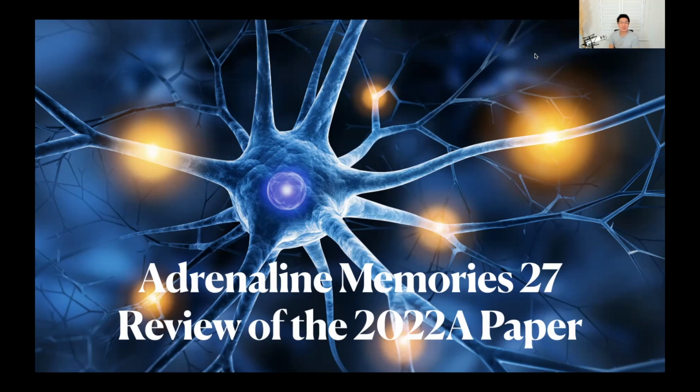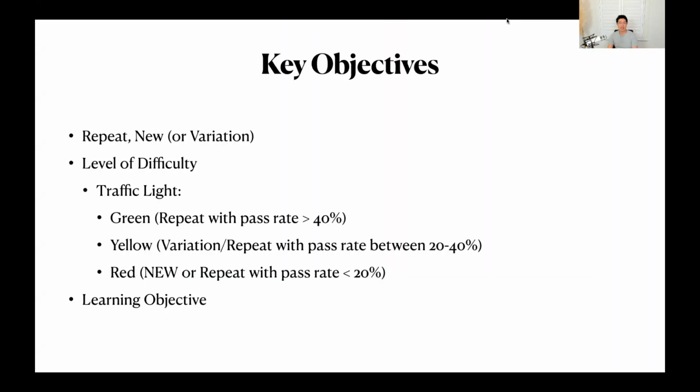So welcome to episode 27, where we're going to review the paper that's just gone by, which is the 2022A paper. And the way that I'm going to run this is I'm going to have a look at each question, and we're going to see whether each one is a repeat, a new question, or a variation of a previously repeated question. And then I've got a traffic light system to talk about the level of difficulty.